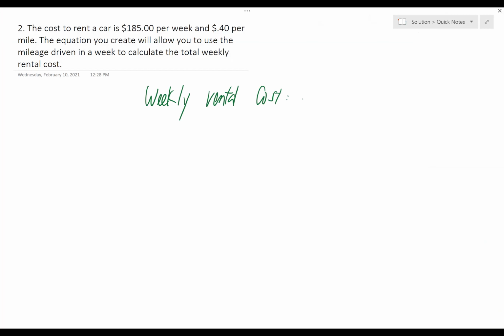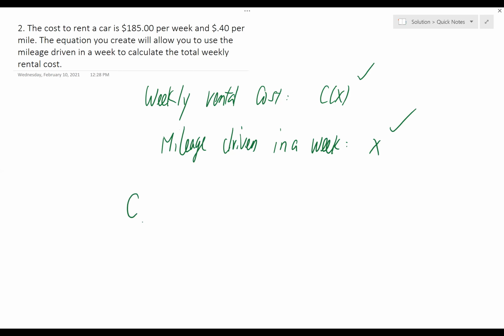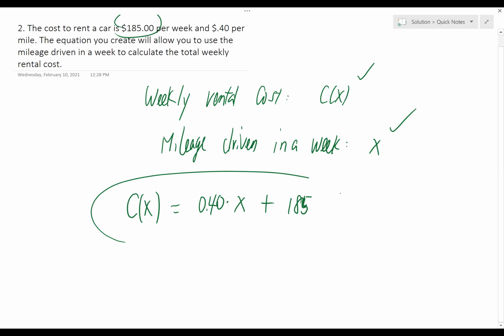So the total cost, we can assume weekly rental cost. You should also assign these variables, right? We use C of x to represent this. And then also mileage driven in a week. We're using x, let's say x miles driven in a specific week. So you need to define both of them. Now the total cost comes from 2 parts. We know that it costs 40 cents per mile, so it's 0.40 times x miles. That will be the variable cost. And then the fixed cost here is $185. So adding the fixed cost, $185, that turns out to be the total cost. And this is the cost function for renting this car.